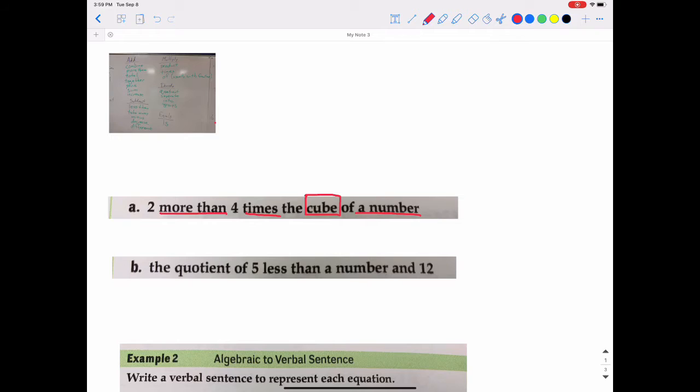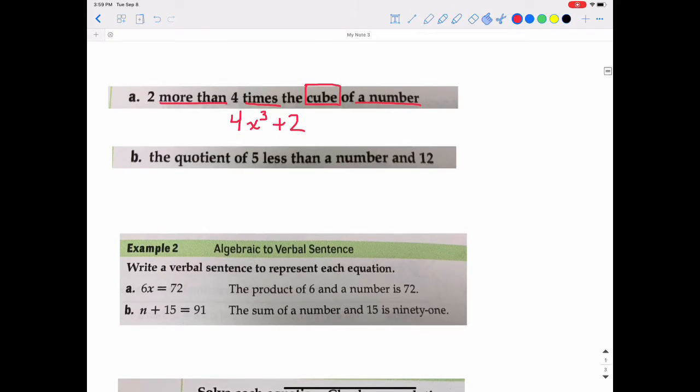So 2 more than 4 times the cube of a number. Whenever you see the word than, that usually means that part is going to go to the end of the problem. So we'll have plus 2 at the end of the expression. And then 4 times the cube of a number would be 4, and the cube of a number would be x to the 3rd power.